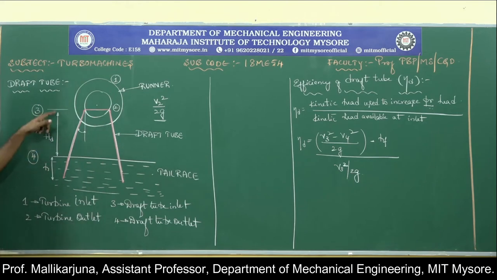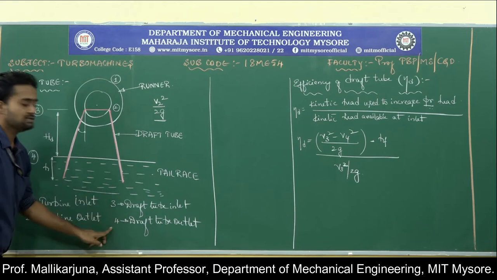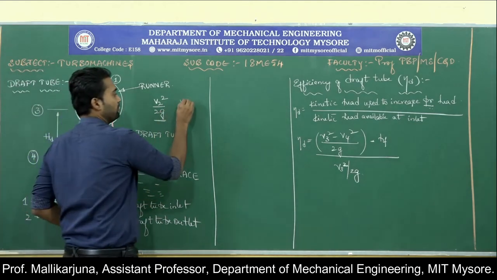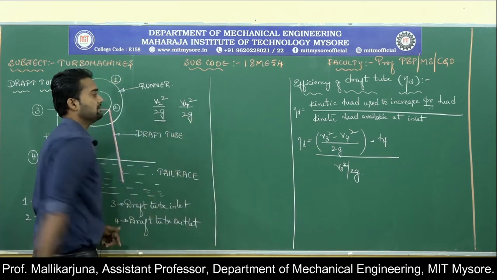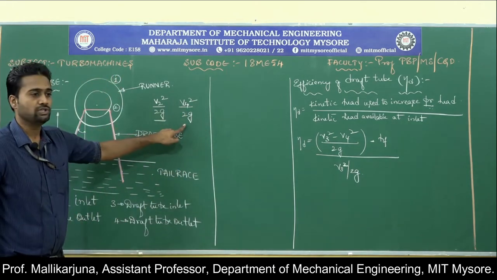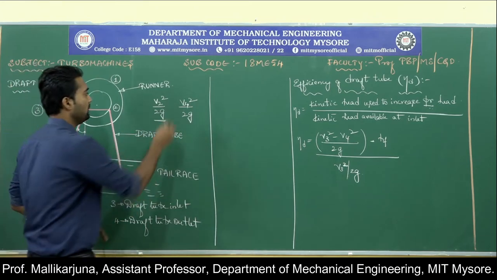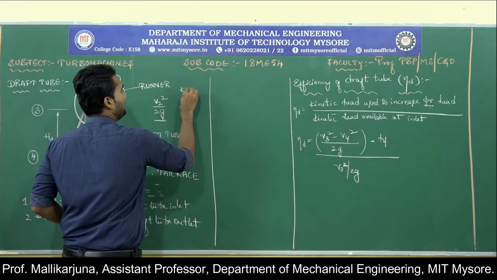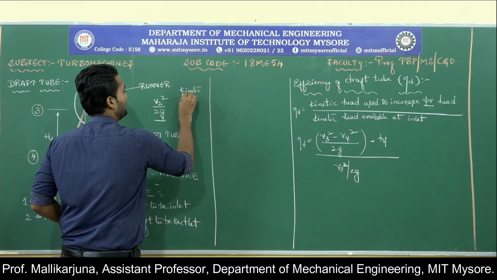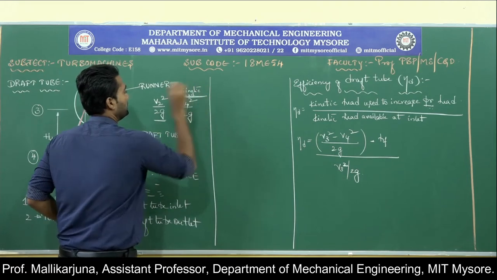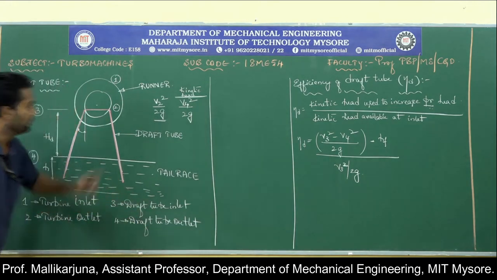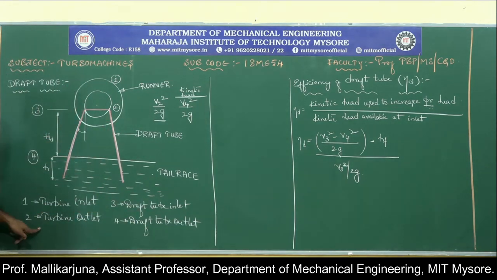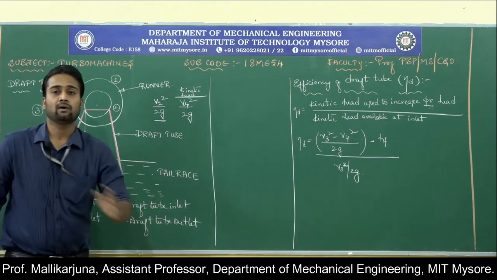So now, what is the velocity with which the water is leaving the draft tube? Draft tube outlet is V4. So now kinetic head at the outlet of the draft tube is V4 square by 2G. Make sure this is kinetic head. I am talking with respect to the kinetic head. So V4 square by 2G is the kinetic head at the outlet portion of the draft tube. V2 square by 2G is the kinetic head at the turbine outlet.